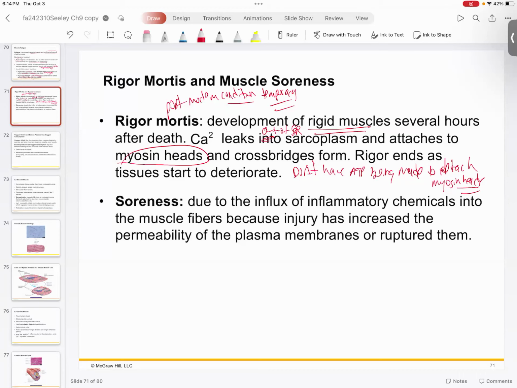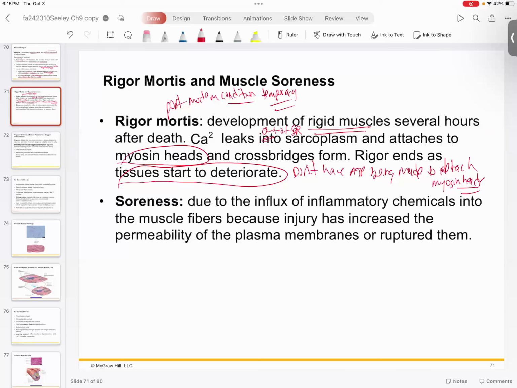And then eventually it ends once the tissue starts to deteriorate. Basically, the degradation of the tissue will cause the structure of the cross bridges to fall apart, and then they'll detach on their own eventually. And that's kind of what happens when the tissue starts to degrade.